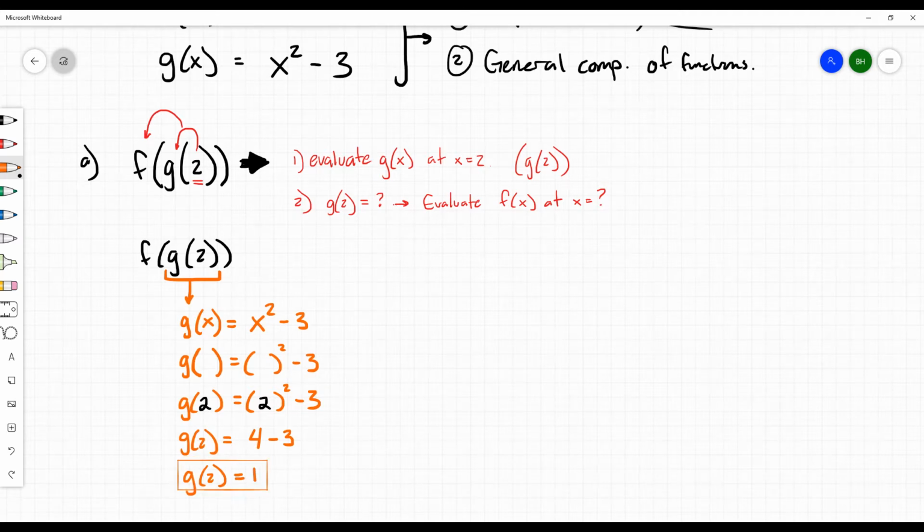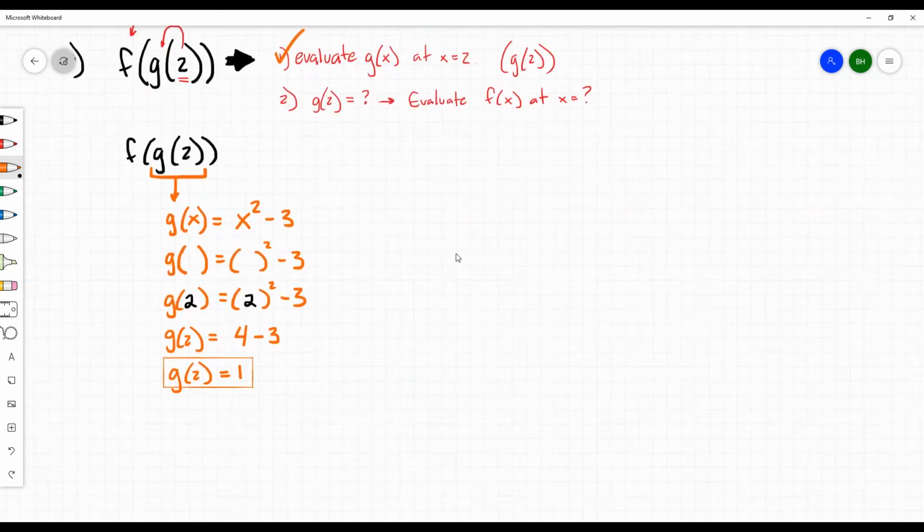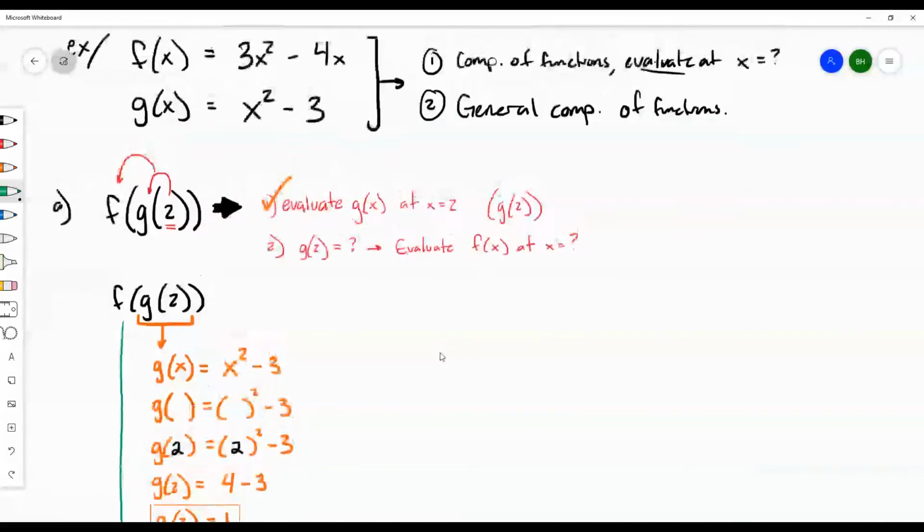So that's this first piece up here. Check, check. Evaluate g of x at x equals 2. Great. The next piece of this is going to be, now we're going to take that answer and we're going to plug it in to f of x. So f of x is going to equal another function up here.